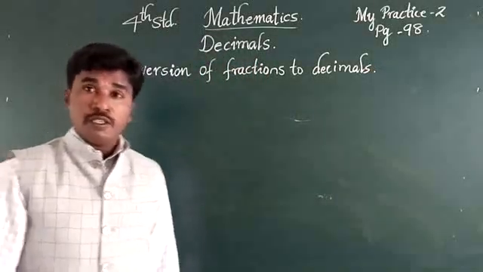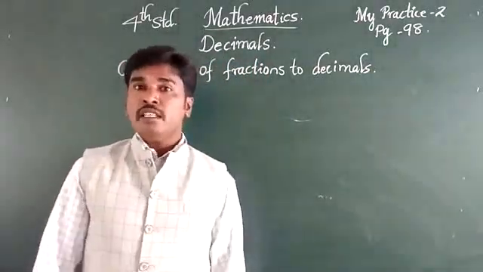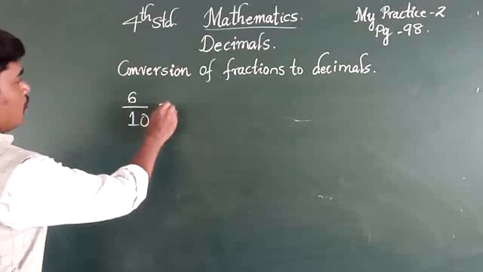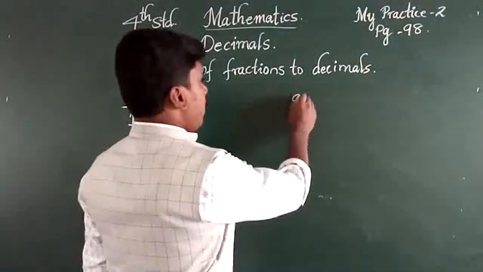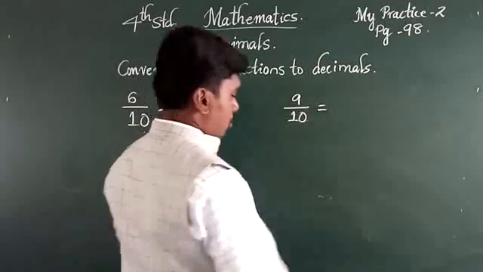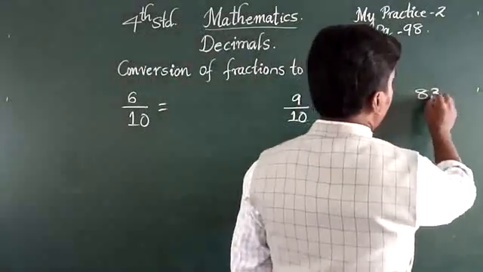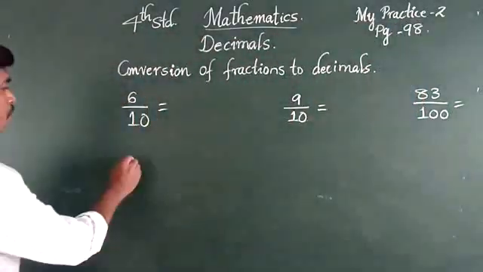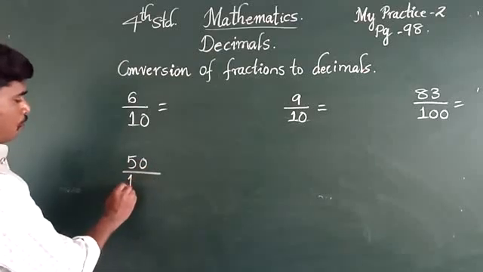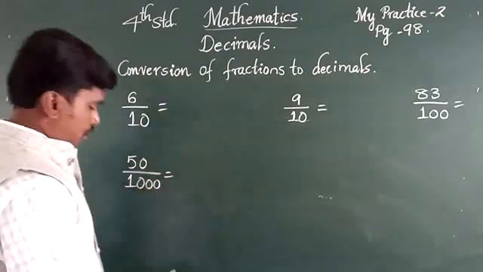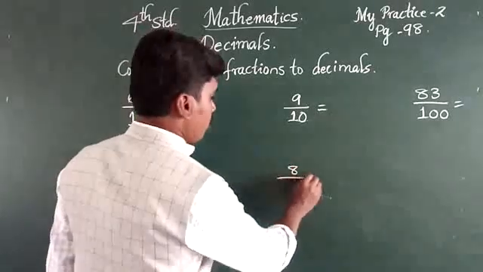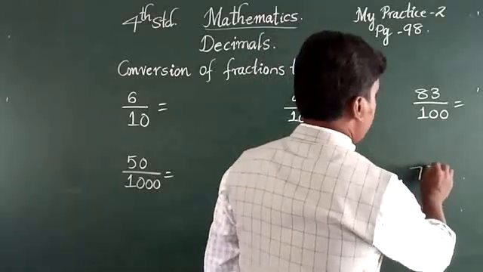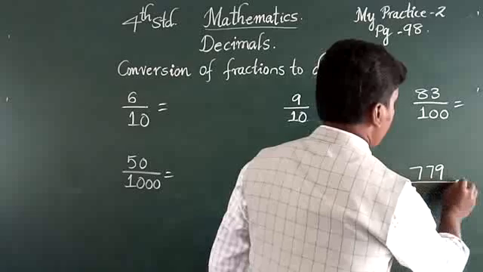Questions given in fractions, you need to convert into decimals. Observe, the first one is 6 by 10. Second one is 9 by 10. Third one is 83 by 100. Next is 50 by 1000. Next one is 8 by 100. And the last one is 779 by 1000.